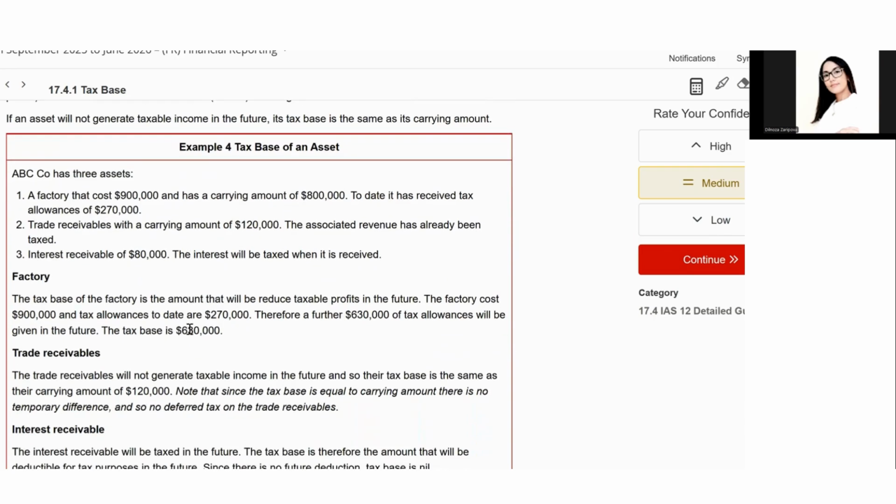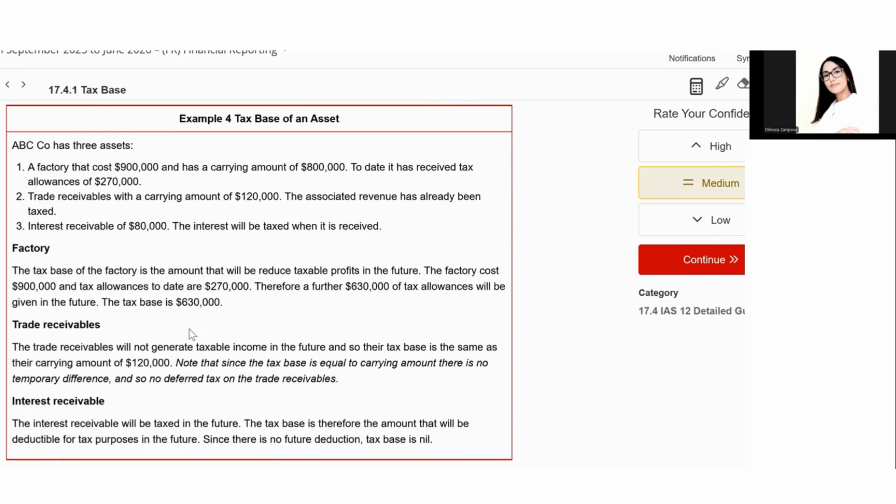To better understand what is tax base, we can look at this example now. ABC Co. has 3 assets: a factory that costs 900,000 and has a carrying amount of 800,000. To date, it has received tax allowance of 270,000. The trade receivables with a carrying amount 100,000, the associated revenue was already taxed. Interest receivable 80,000. The interest will be taxed when it is received. Now we will look at each of them one by one.